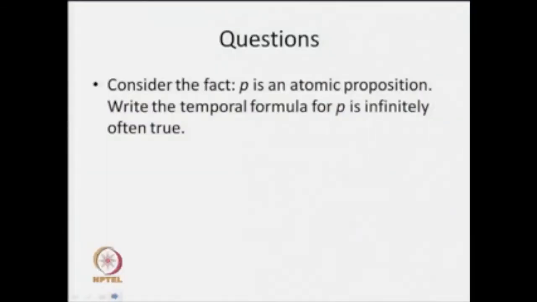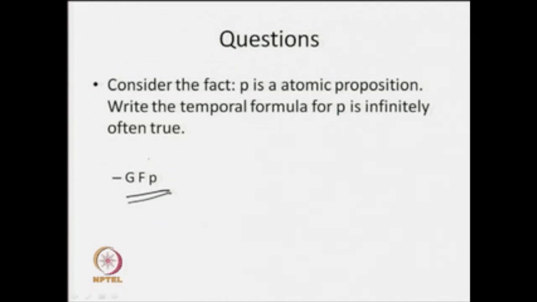Now, here is another question you can think about. P is an atomic proposition. Now, I am saying: write a temporal formula for P is infinitely often true. What does it mean? It is infinitely often coming, that means it is true and after some time again it will be true. So in temporal logic you can write this behavior as globally F p. Infinitely often means globally it should come, what should come? In future p holds. So we are saying that p is infinitely often true.